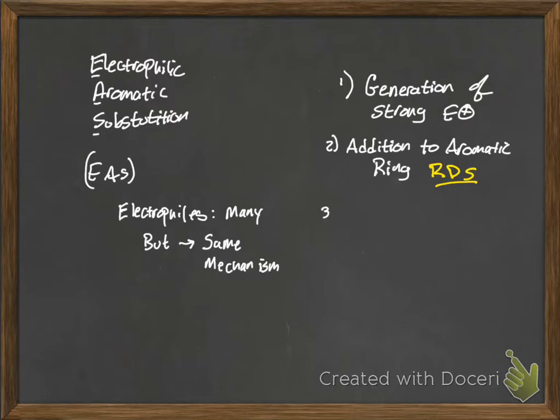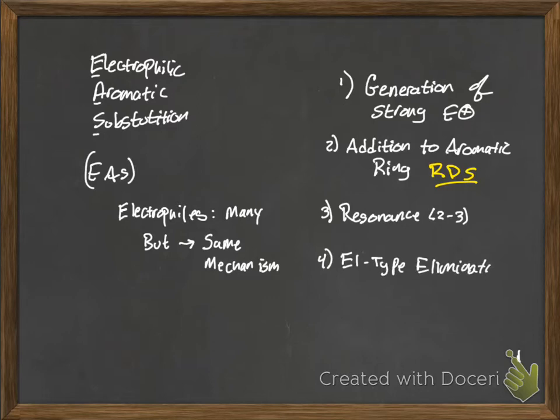Option 3 is resonance. Actually, 2 to 3 different resonant forms that come out of this. And finally, 4th is an E1 type elimination. I say E1 type because it may or may not truly be an E1. It really depends on who you ask. To regenerate the aromaticity and make it stable again. All right, so with those words under our belt, let's take a look at what happens here.